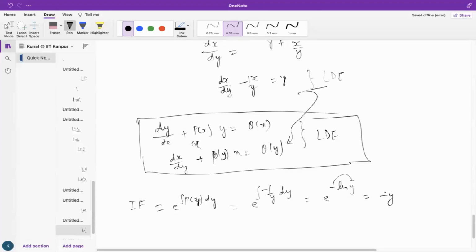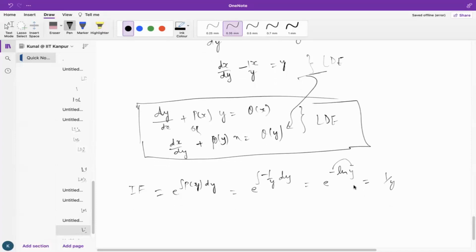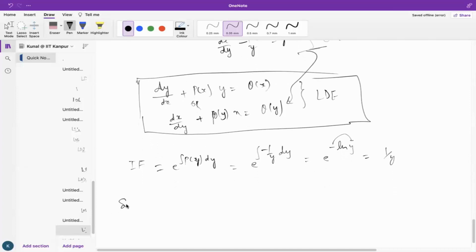Actually, this goes in here. So we'll get 1 by y. Sorry, this is a basic logarithmic property, which I hope you're all familiar with. The power goes in, the sign goes in power. So 1 by y. Now the solution.